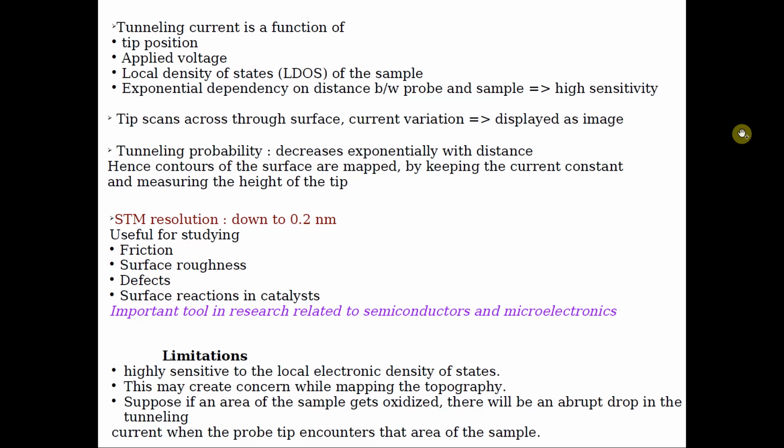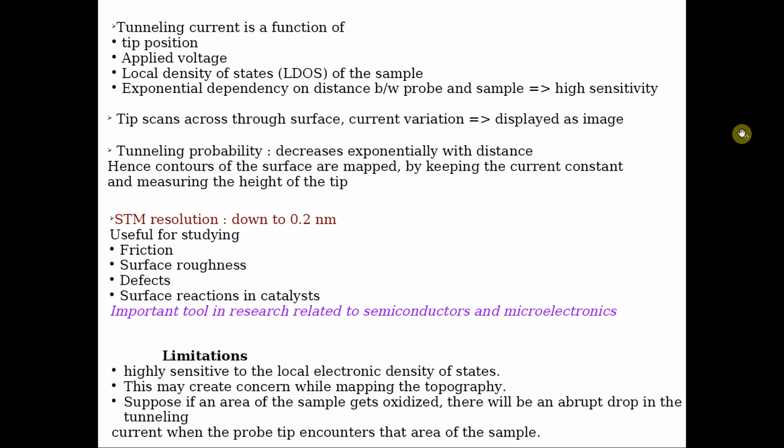The scanning tunneling microscope has a better resolution, down to the order of nanometers, 0.2 nanometers. It's very good for studying friction, roughness, any defects, or any surface reaction happening in a catalyst. Any surface-related properties of the sample, it's very useful to understand. Because of this, it's a very important tool in research related to semiconductors and microelectronics.